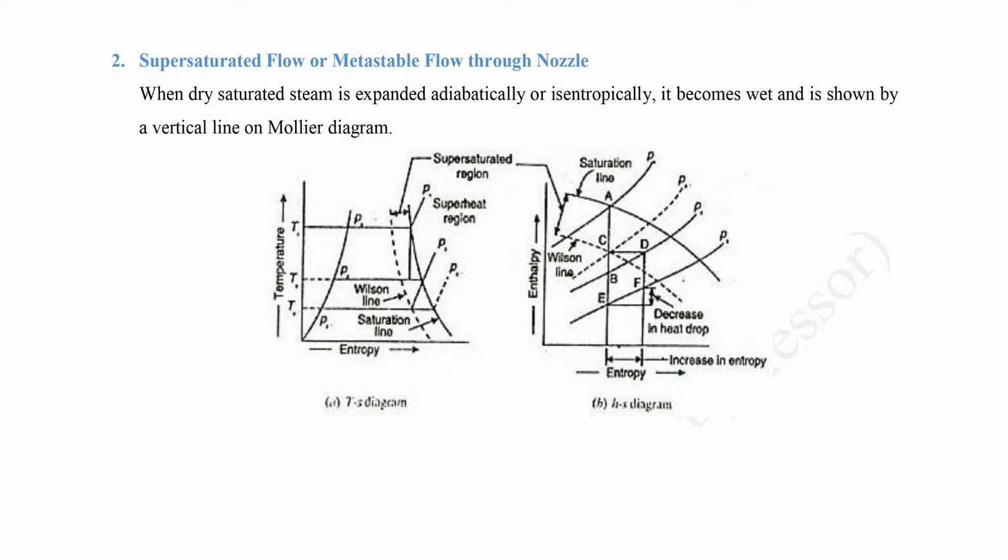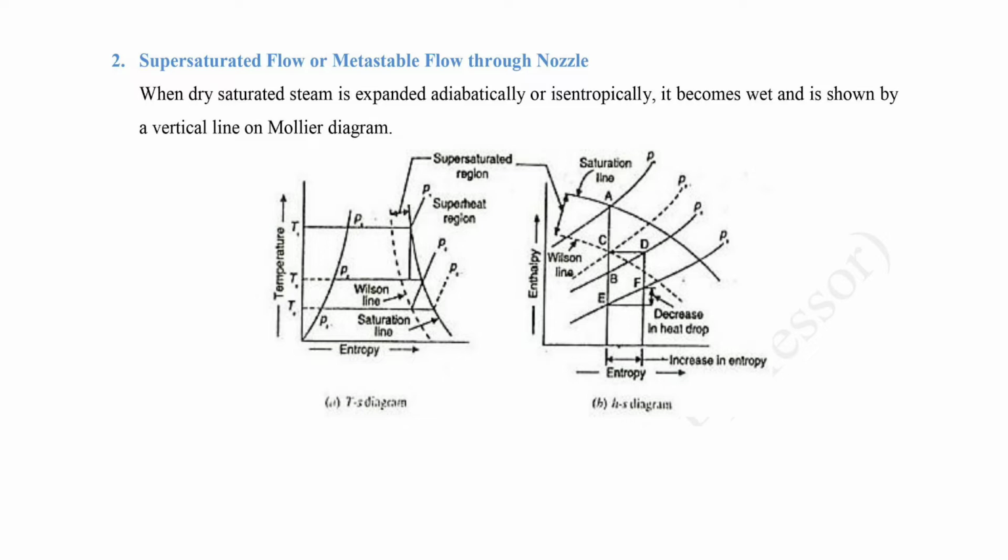axis will represent entropy. The topmost curved line is denoted as the saturation line, and the Wilson line is also parallel to the saturation line. In between the Wilson line and the saturation line is called the supersaturated region. The left hand side curves represent the pressure values, pressure 1, pressure 2 and initial pressure.